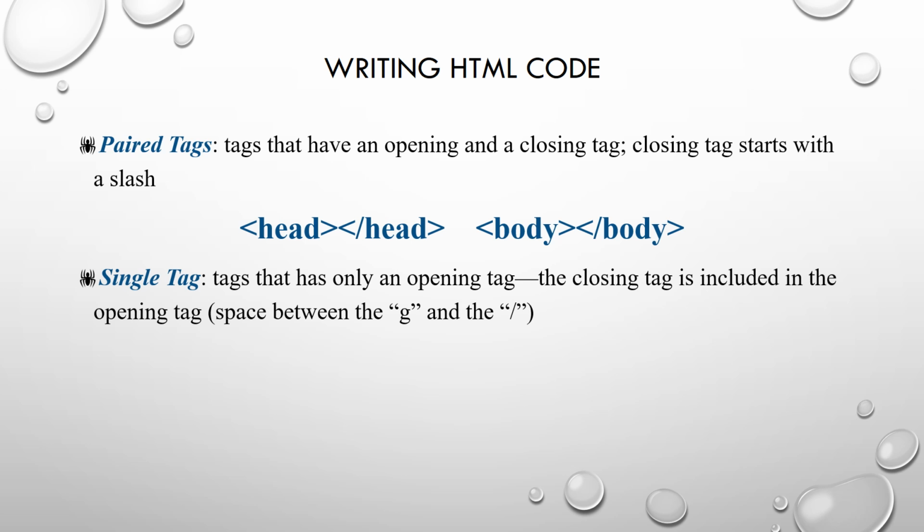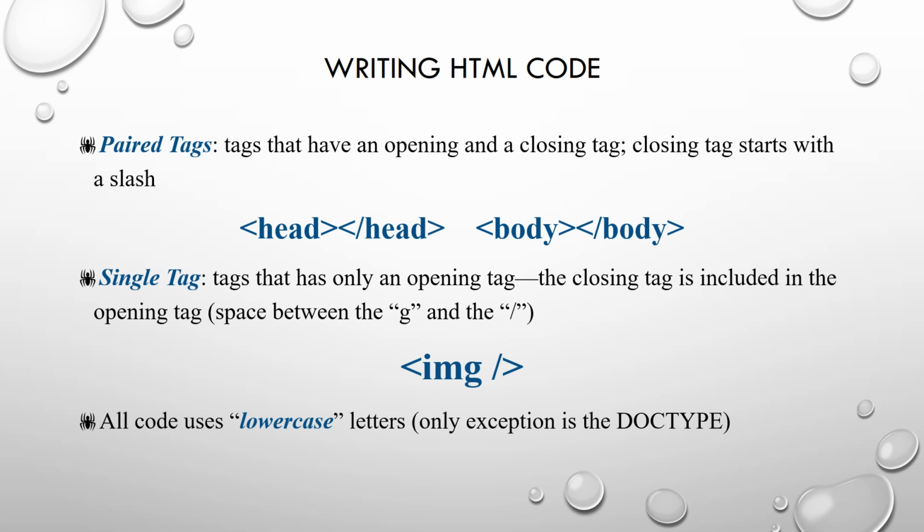A single tag, or what they call a closed tag, is a tag that only has an opening tag. The closing tag is included in the opening tag. For example, if we look at the image tag, we will see that we have the opening tag, the img, followed by a space, and then the closing part of it comes with the slash and the right angle. All code uses lowercase letters. You never use any capitalized letters except in the doctype.